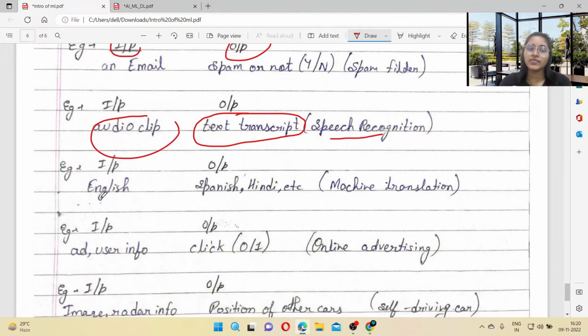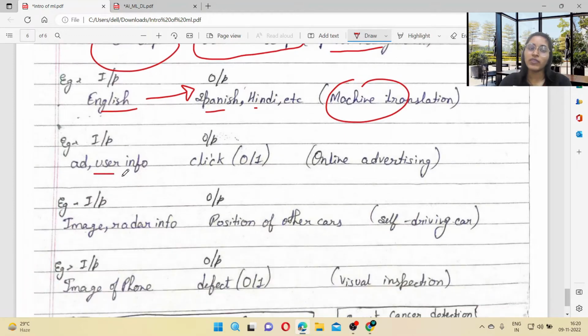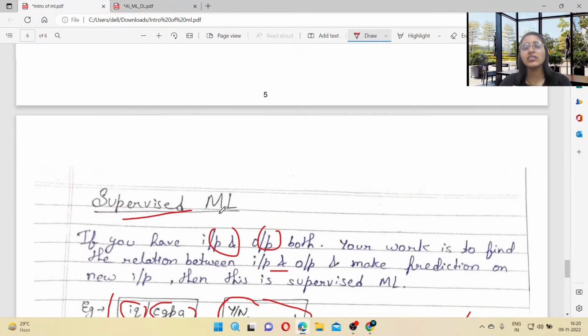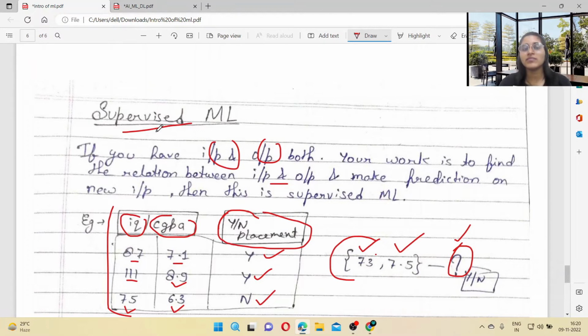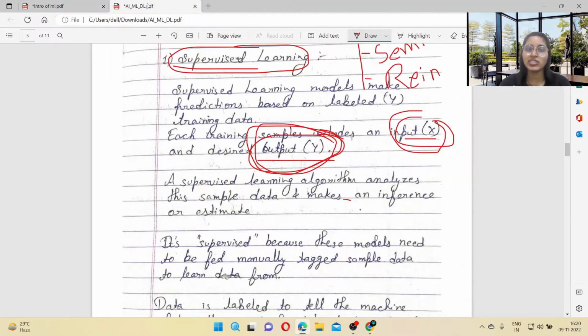Third, we provide English and our work is translation, English to Spanish or Hindi. So this is the work of machine translation. We provide ad and user info, and we provide output as whether the user clicks, 0 or 1. If the user clicks, then it is 1. If the user doesn't click, then it is 0. So these are some examples of supervised machine learning. I hope you understand very clearly what is supervised machine learning.